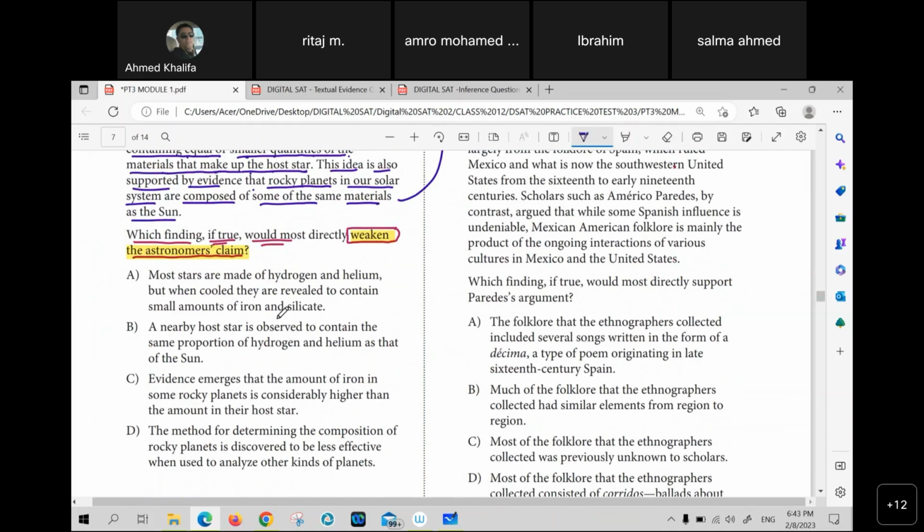Come on now. A. Answer me please. Most stars are made of hydrogen and helium, but when cooled, they are revealed to contain small amounts of iron and silicate. Is there any mention of being cooled or not cooled? No mention of this one. But why do you accept it from the beginning? You should have said hydrogen and helium wasn't in the passage, so it's wrong. No, that's a finding. That's something new that you have to come up with.